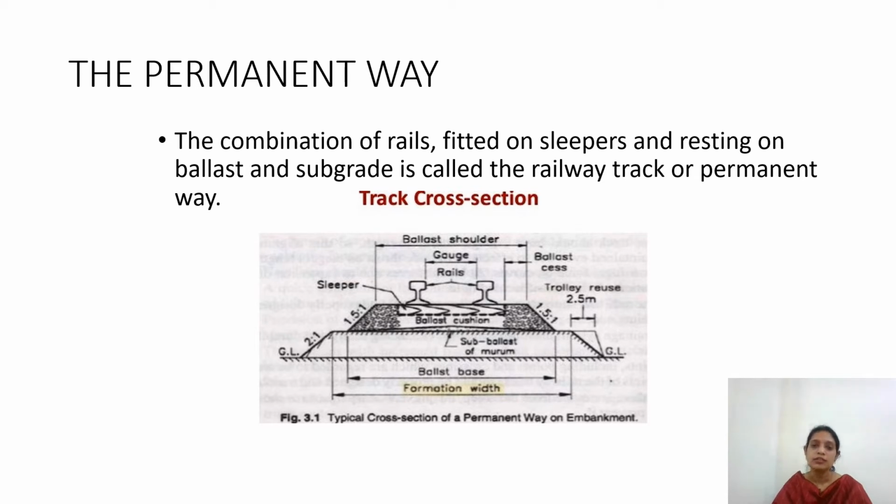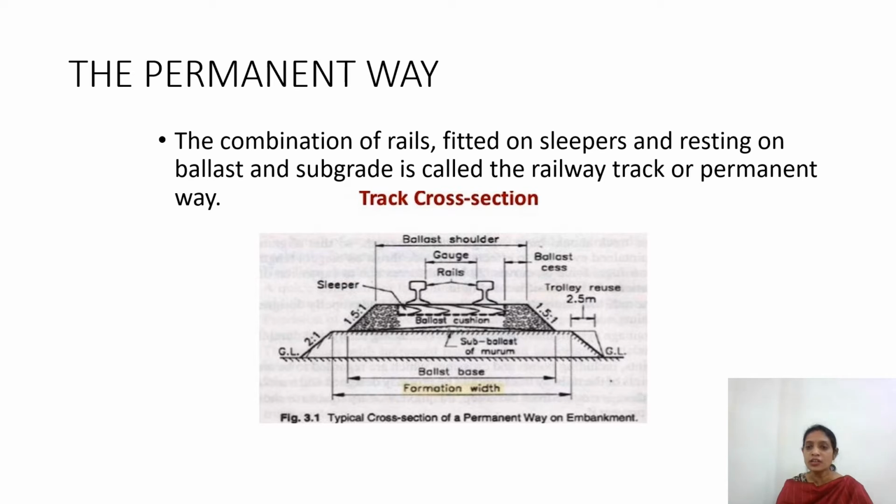As we all know, the combination of different parts of the railway track, like ballast, sleeper and rails over the subgrade soil over which the railway materials are laid, is called the railway track or permanent way. In this definition it is written the combination of rails, because the top part of the railway track or the permanent way is the two rails over which the wheel moves.